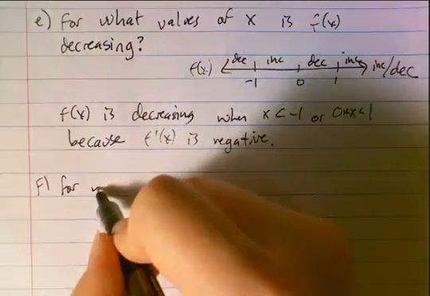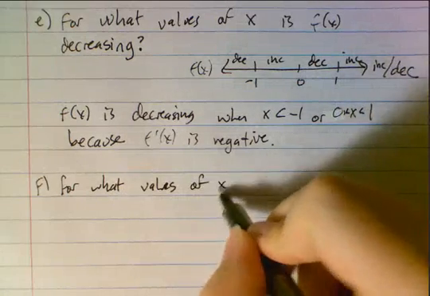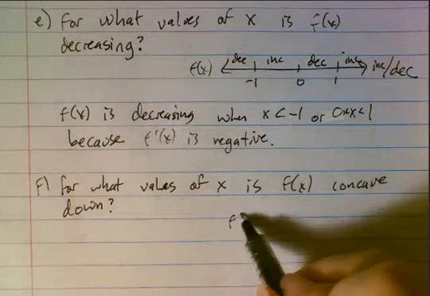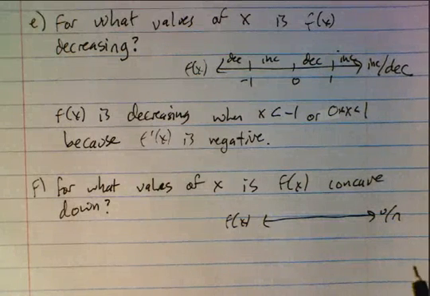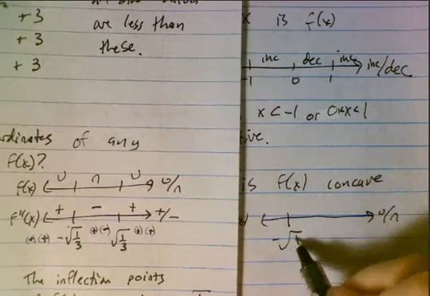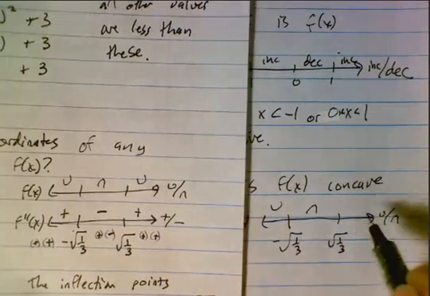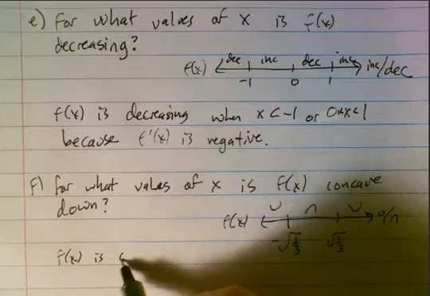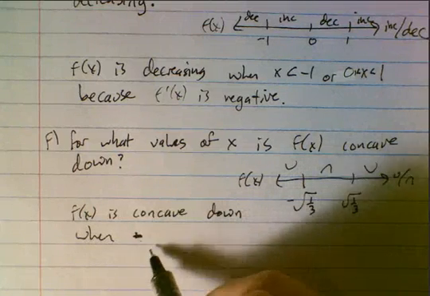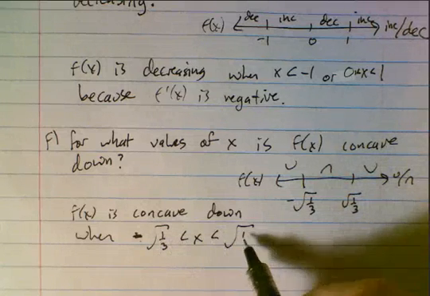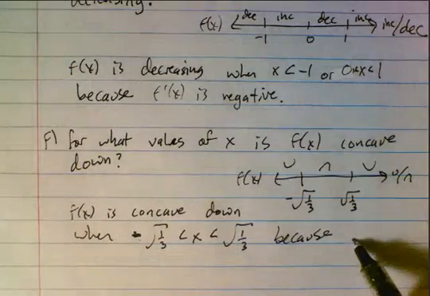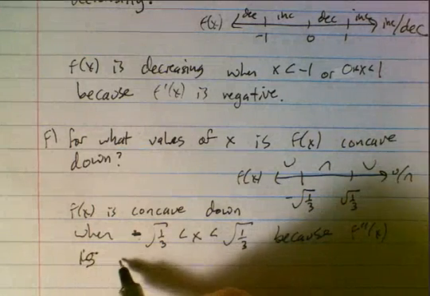Similarly, we could ask for what values of x is f of x concave down. That's clearly an f of x question, and concave down comes from concave up and down. And we just found that in a previous problem. So here this is negative root 1/3. This is positive root 1/3, and it was concave up, concave down, concave up. So we can say f of x is concave down when x is between negative root 1/3 and positive root 1/3, because, remember how we figured that out, f double prime of x is negative.